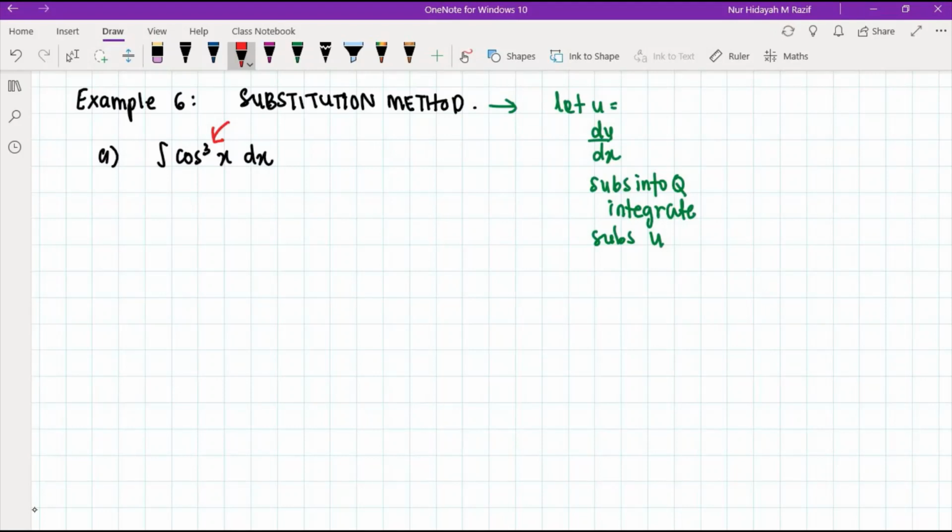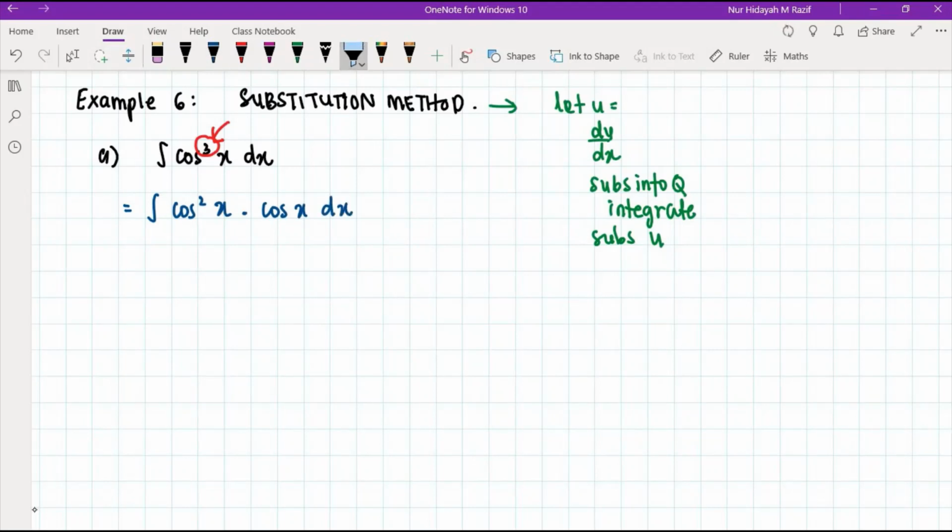Okay, how do we use the substitution method in this question? You cannot directly choose, for example, u is equal to x or u is equal to cos cube x. What we are going to do first is change this power into a mix of something added with something, using the concept of indices. So I can rewrite the question as the integral of cos square x times cos x dx.